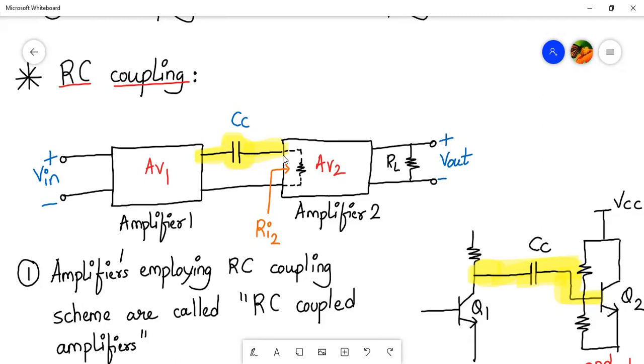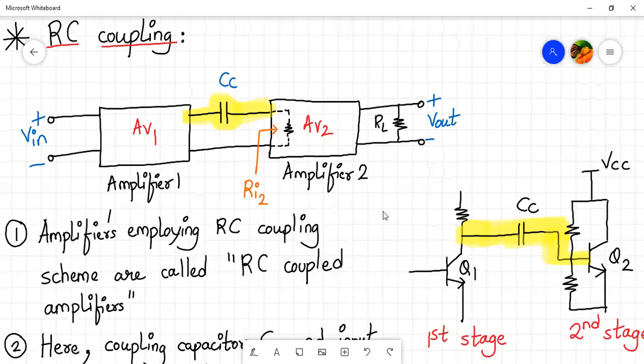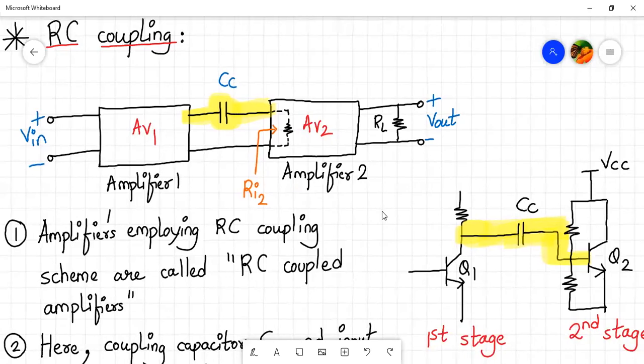So how are the first stage and the second stage connected? Via a coupling capacitor, and there is the input resistance of the second stage. So this forms an RC coupling. And amplifiers which employ RC coupling are called RC coupled amplifiers.